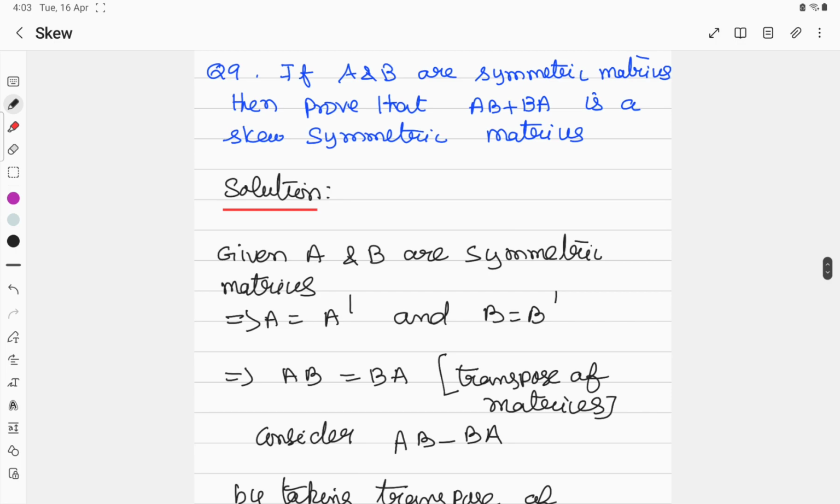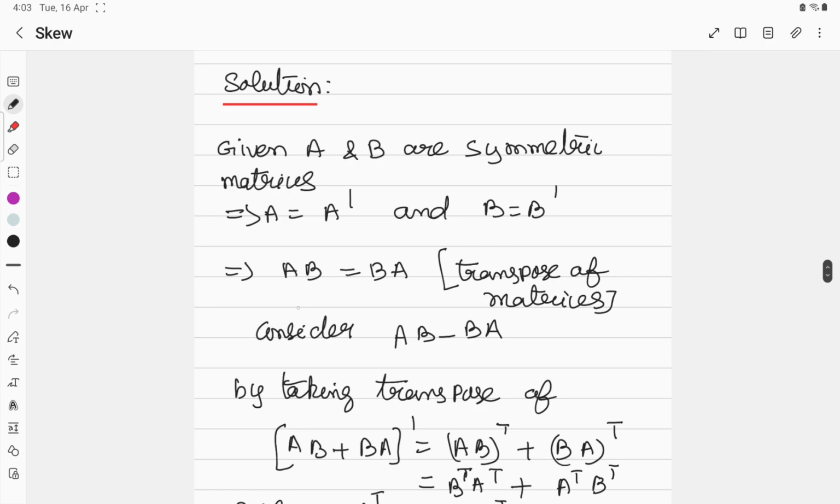Question number 9. If A and B are symmetric matrices, then prove that AB plus BA is a skew symmetric matrix. Here we have to look carefully. A and B are symmetric matrices, and we have to prove that AB plus BA is a skew symmetric matrix. Given A and B are symmetric matrices. So we know that A is equal to A transpose and B is equal to B transpose.